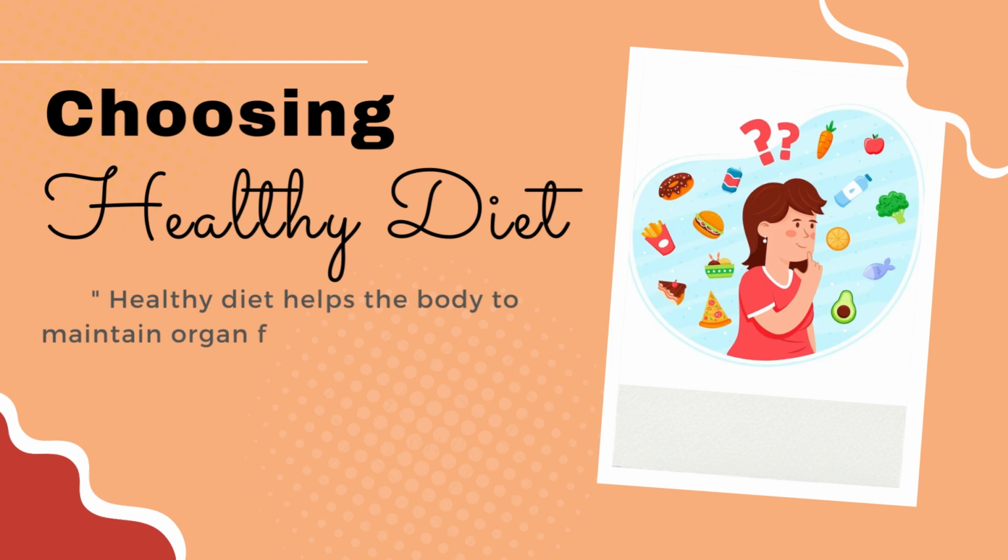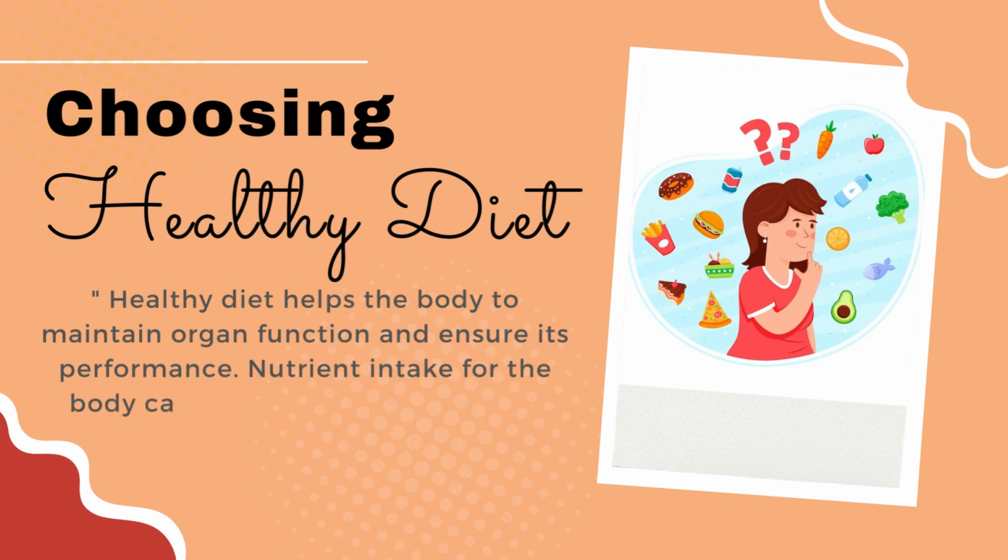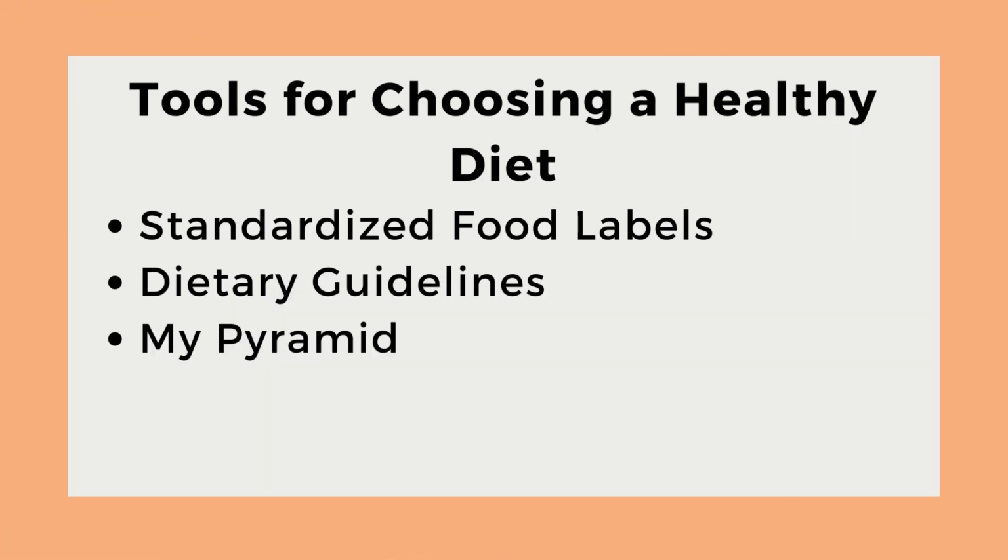In this video, you will get to know how to choose a healthy diet. There are different tools you can use to balance and improve your diet. A healthy diet basically helps the body to maintain organ function and ensure its performance. Nutrient intake for the body can be obtained from various healthy foods. There are 3 known tools that can be used for choosing a healthy diet. These are standardized food labels, dietary guidelines, and My Pyramid.